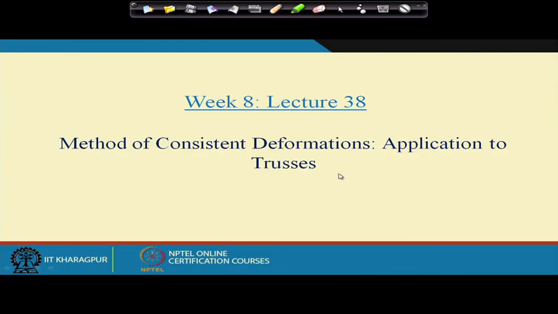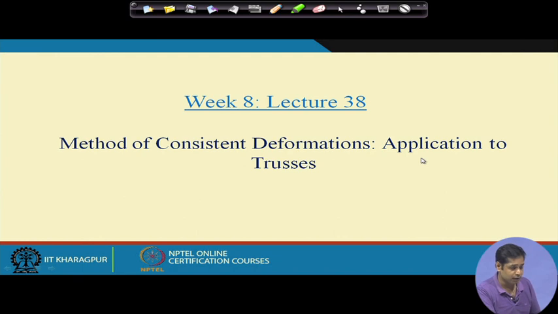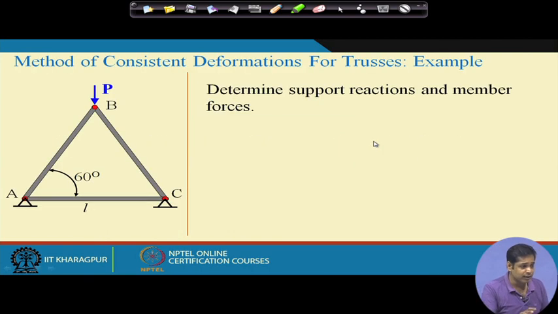Okay. So today we will see how the concept can be applied to indeterminate trusses, finding support reactions and internal forces. Let us demonstrate that through one example.